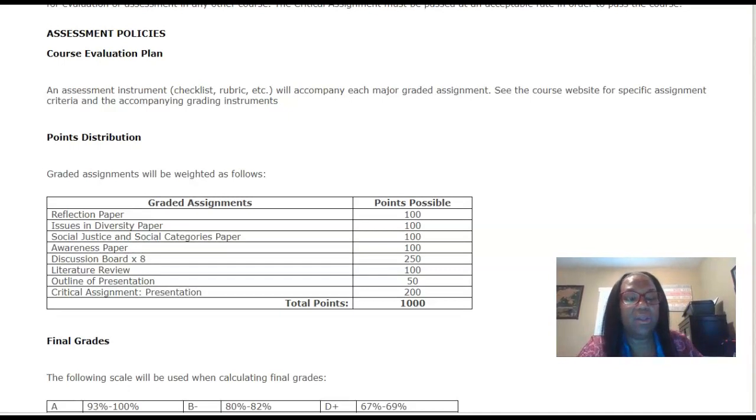Here we outline your points. So you have 100 points for your reflection paper, diversity paper, social justice and social categories paper, and your awareness paper. Your discussion boards, all 8, will total 250 points. Your literature review will be 100 points. The outline of the presentation will be 50 points, and your actual presentation for your critical assignment will be worth 200 points, with a total of 1,000 points for this course.